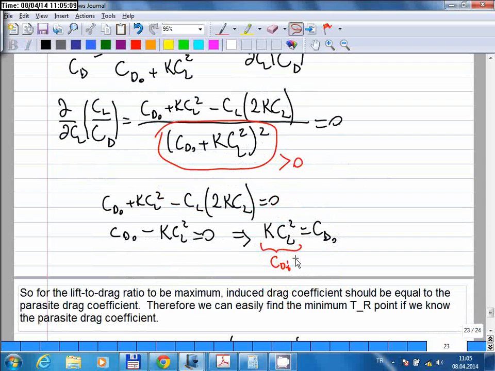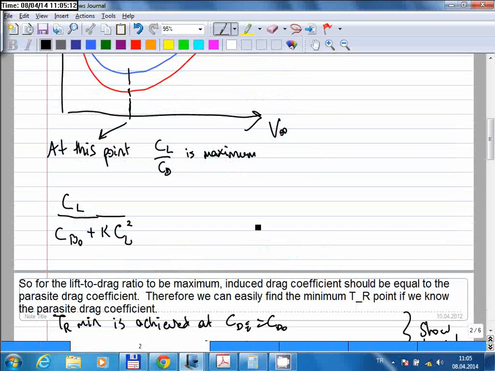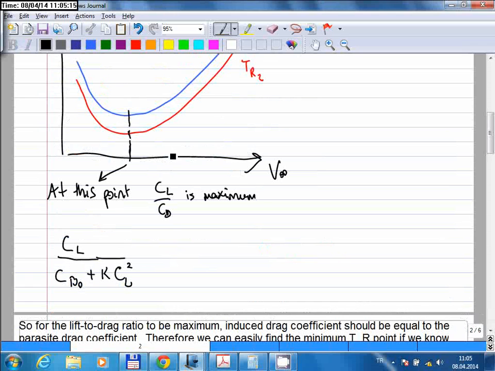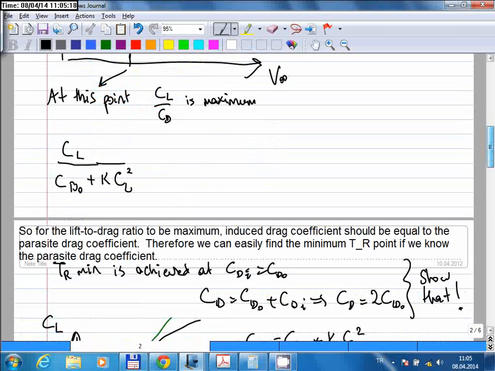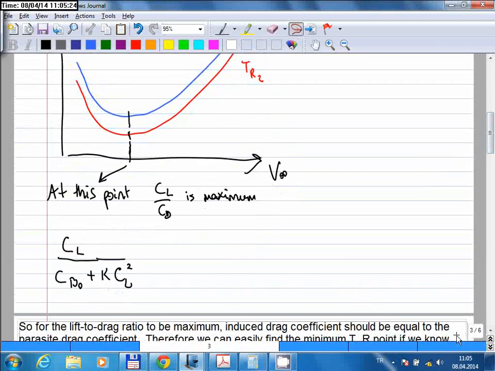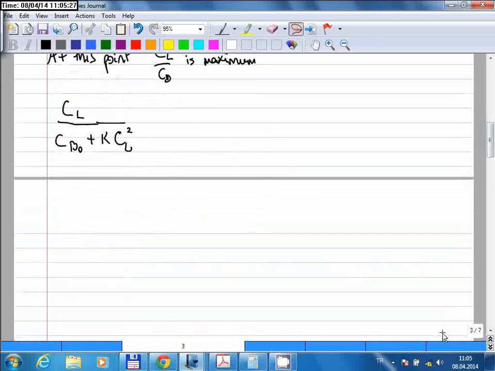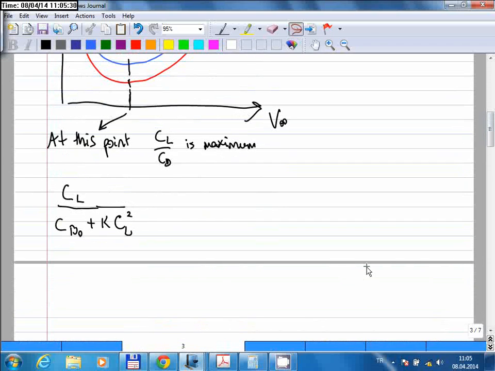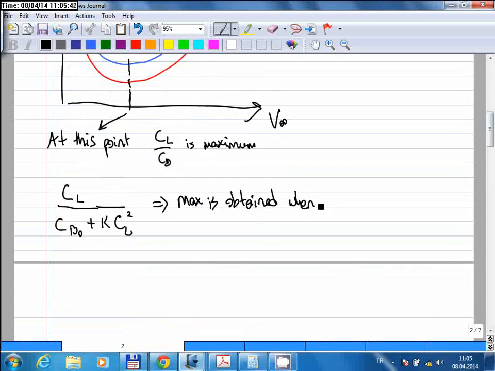And if you can find that flight condition, then that means you are flying at this point where the thrust required is minimum. So the maximum is obtained when K CL squared is equal to CD0, and this is equal to the induced drag coefficient.